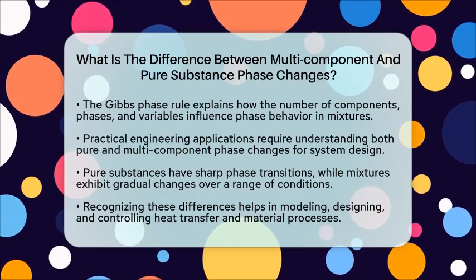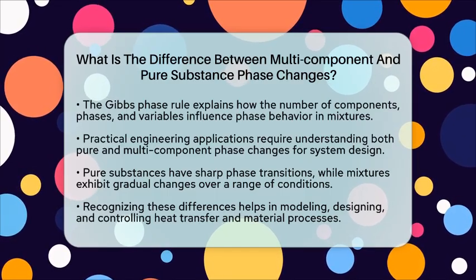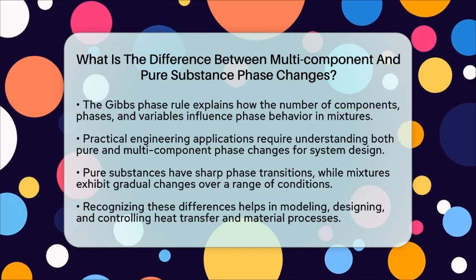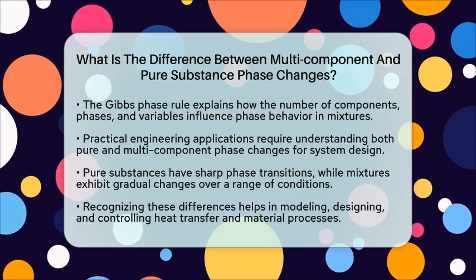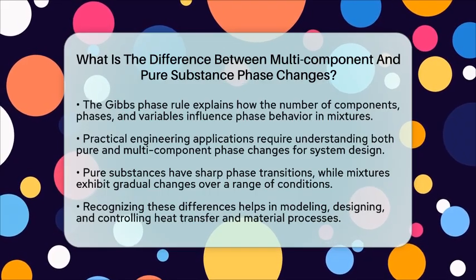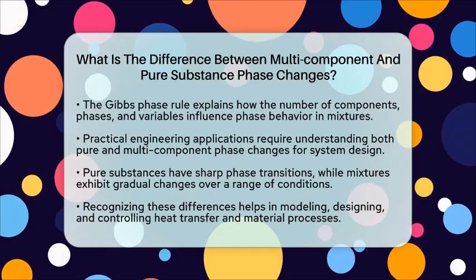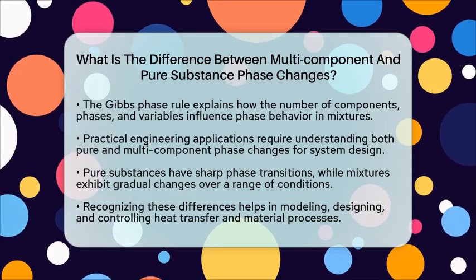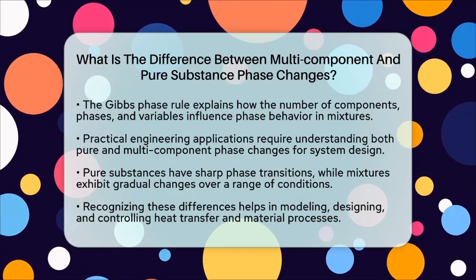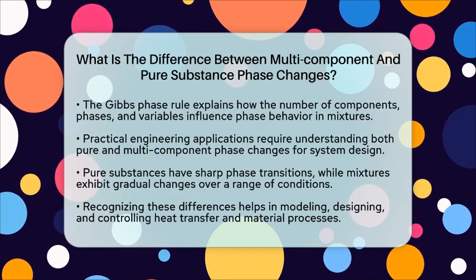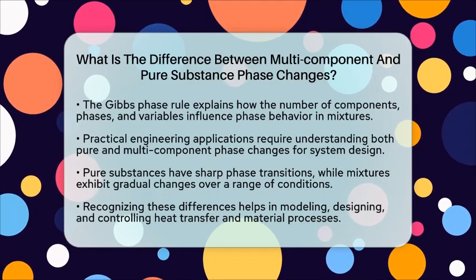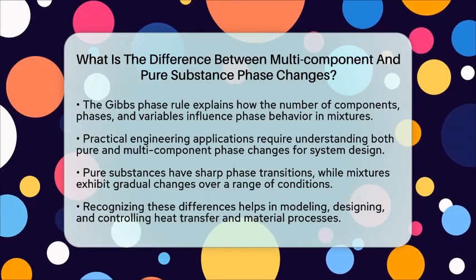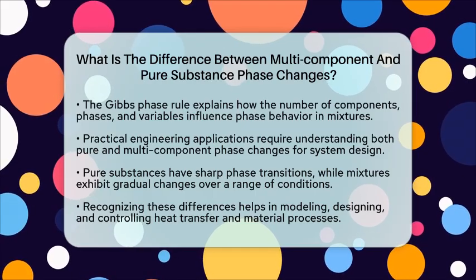To sum up, pure substance phase changes happen sharply at specific temperatures and pressures, with clear boundaries between phases. Multi-component phase changes happen over a range of conditions, with phases that can have varying compositions. This difference influences how we model, design, and control many engineering processes involving heat transfer and material behavior. Understanding these principles helps us work more effectively with real materials and complex systems.